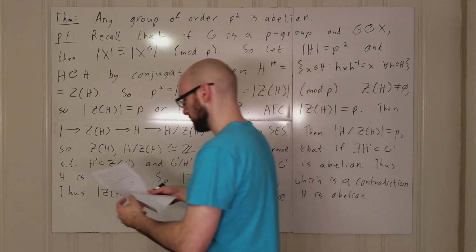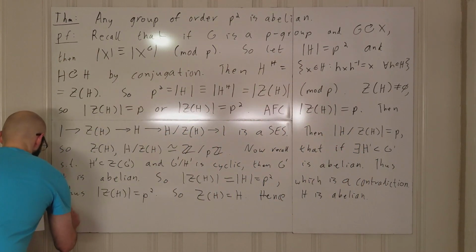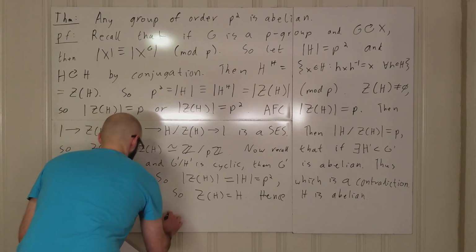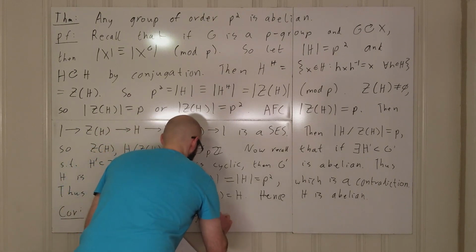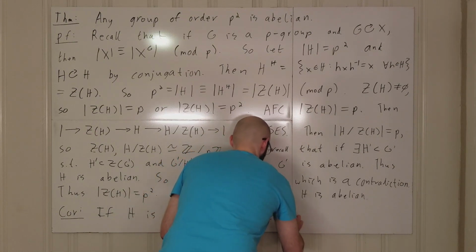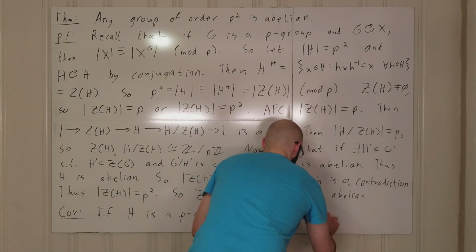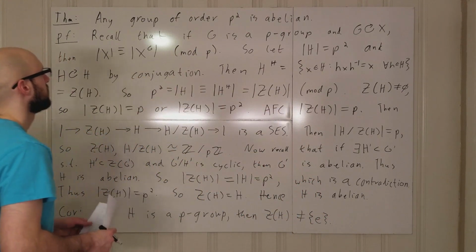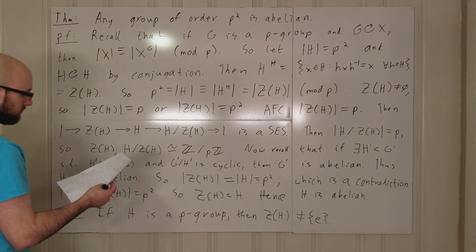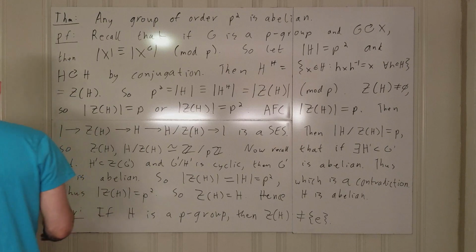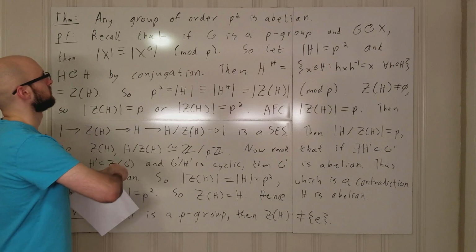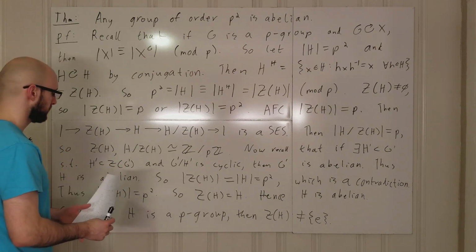Okay. So here's a quick corollary. If H is a p-group, then the center of H is not trivial. It's not just the identity element. And let's see here. How would you prove that? I feel like this is a very obvious corollary, but let me just make sure I have all this straight. Okay, so a group of order p squared is abelian.